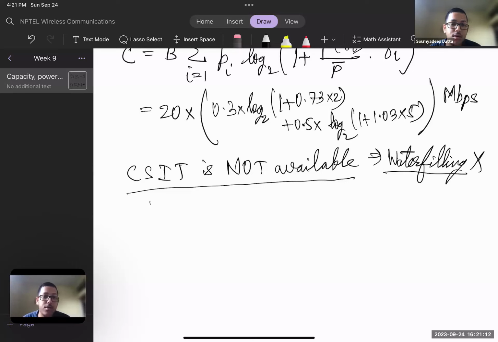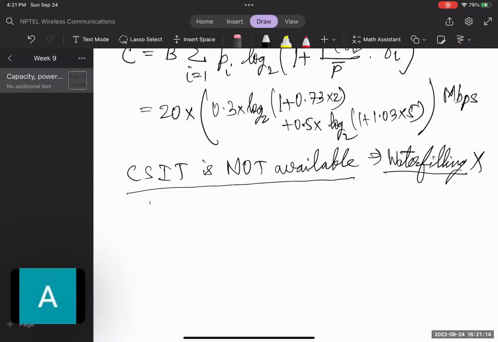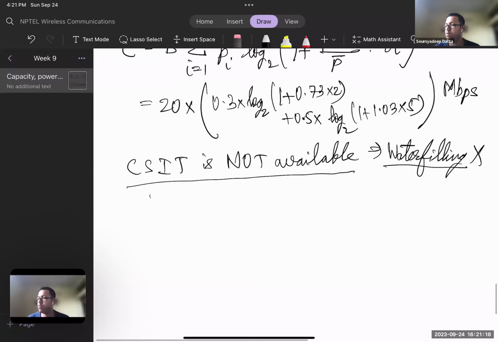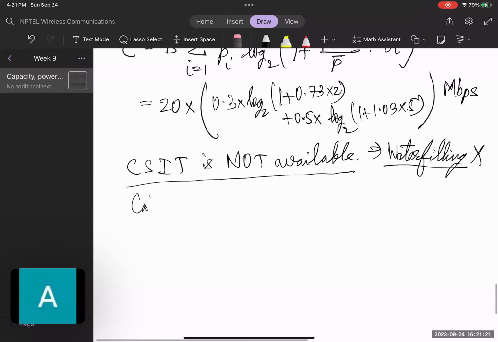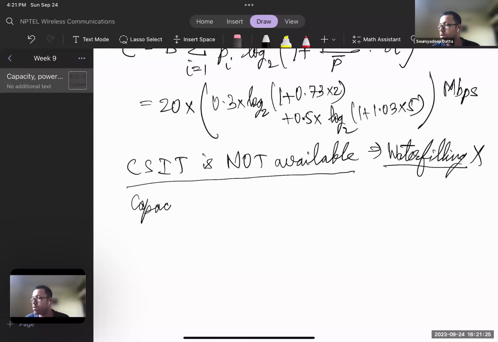Sir, so due to that, can I ask? Yeah. So you have written water filling is not applicable. Yeah, you cannot use the water filling algorithm. I tried to explain why.